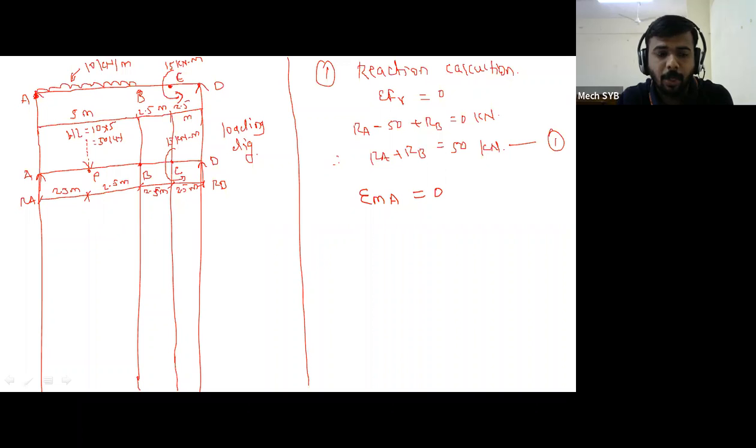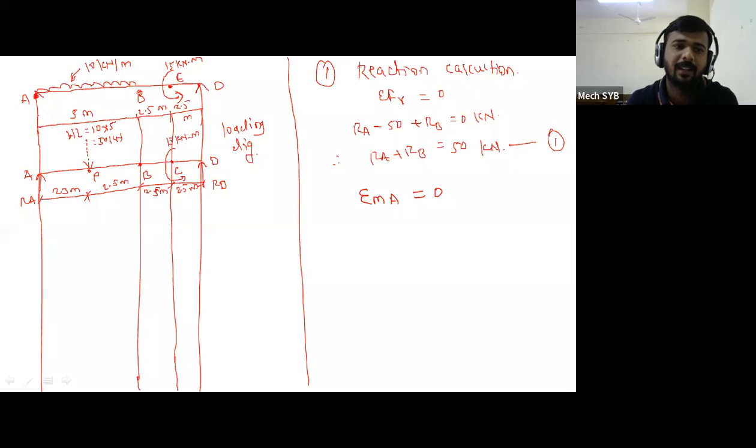Then what about the couple? We are taking the moment, which means we are using the formula force into perpendicular distance. At the right side 2 forces are there, so we are resolving this 50 kilonewton towards point A. We are resolving this reaction RD also towards point A. Then what about the couple? The couple also we have to resolve towards point A.